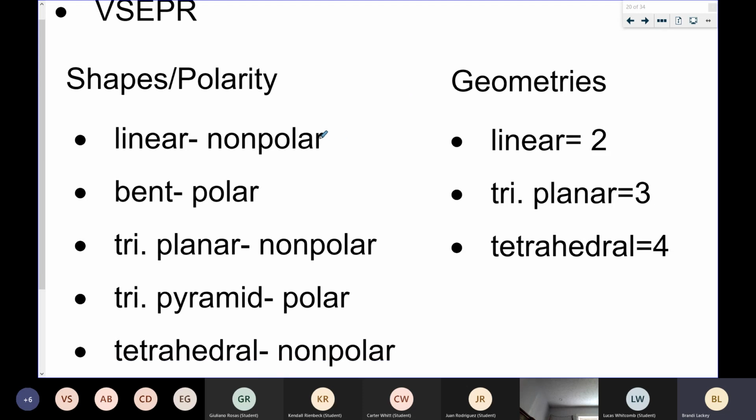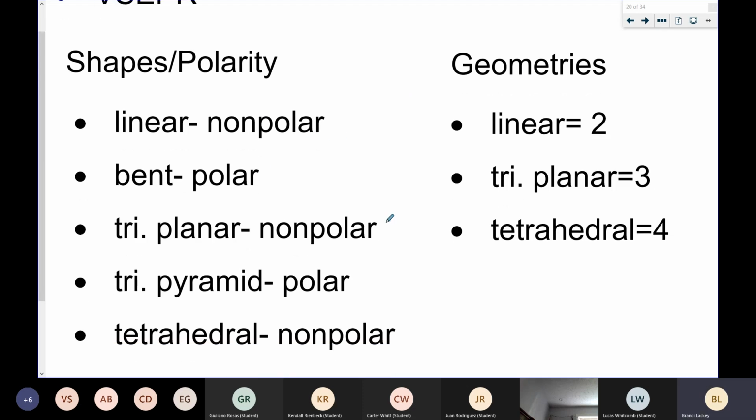So we had 5 different shapes and 3 different geometries. And I'm going to sketch one of these so you can see what it looks like. So shapes, we had linear was our first one. Remember, linear is where there's 2 atoms attached to the center and then no dots on the center atom. So they will truly be straight across from one another.